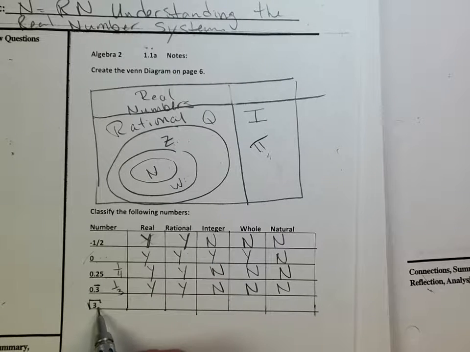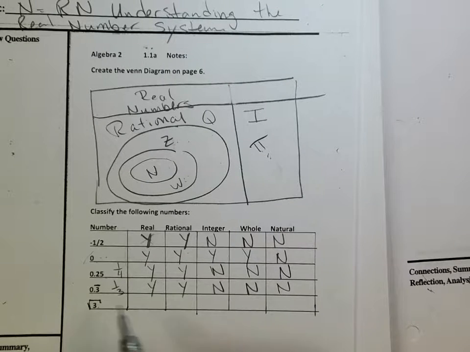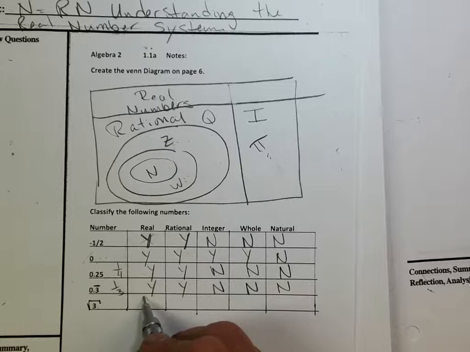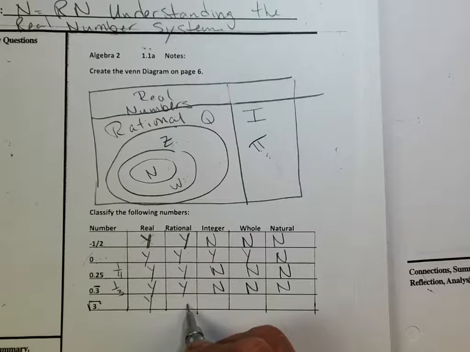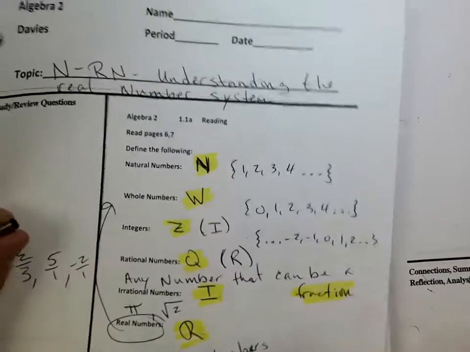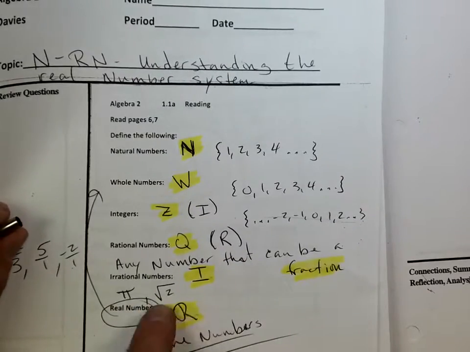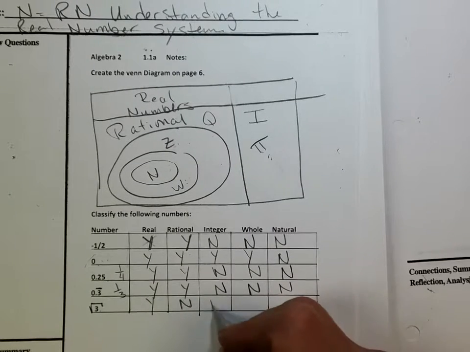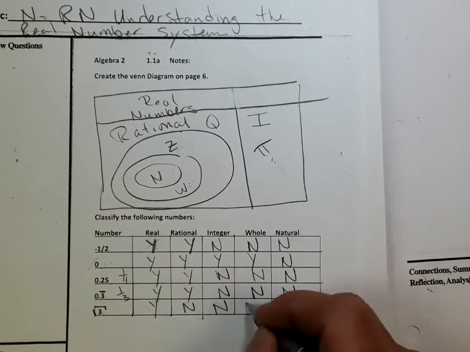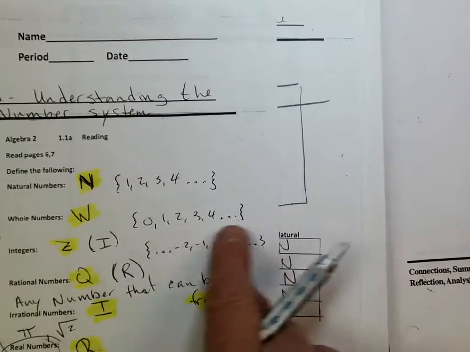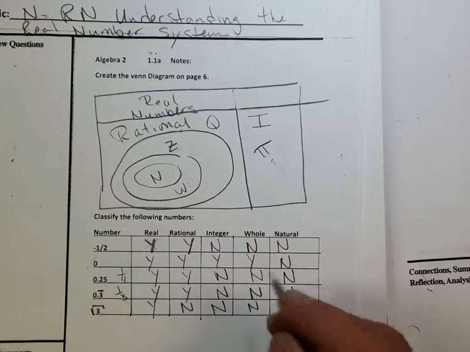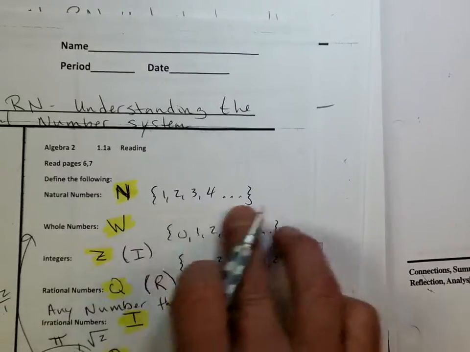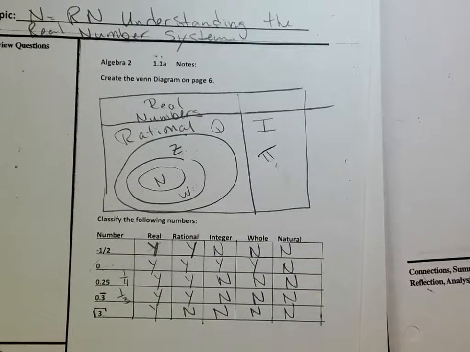Now, square root of 3. Is it a real number? Yeah, because every number is a real number. Is it a rational number? I don't think so. In fact, I think square root of 3 is an irrational number, isn't it? So I'm going to say no, which means it can't be an integer. I don't think it's a whole number. Square root of 3, it's not one of those, right? Is it a natural number? Is it one of these? No.